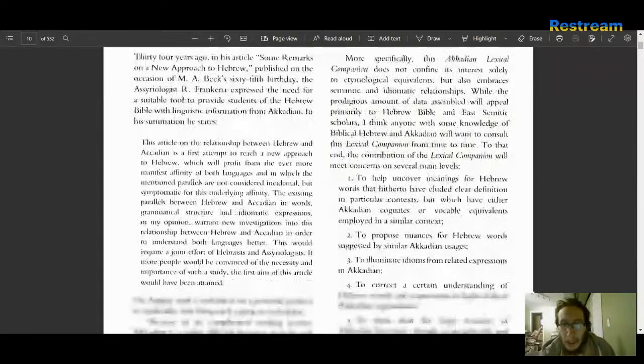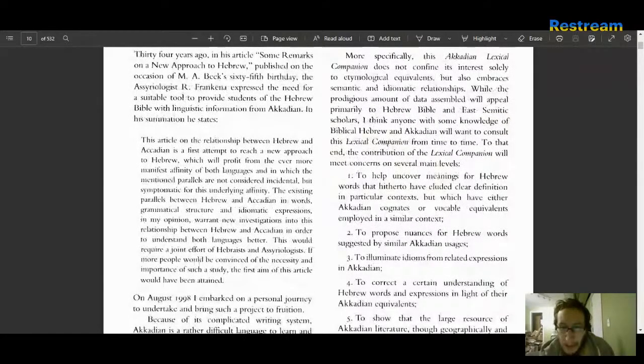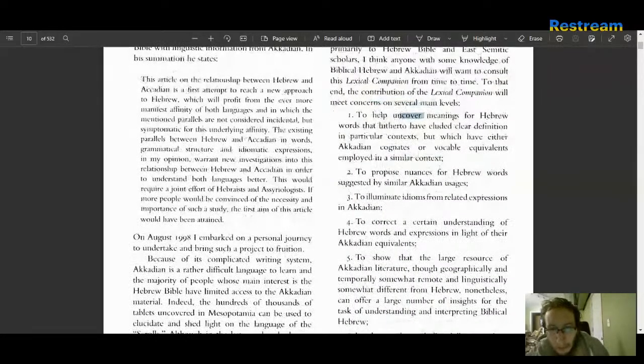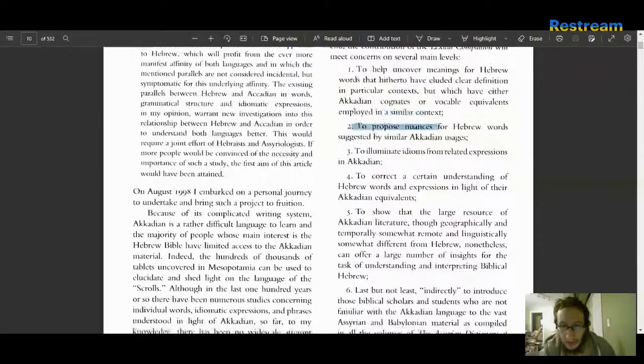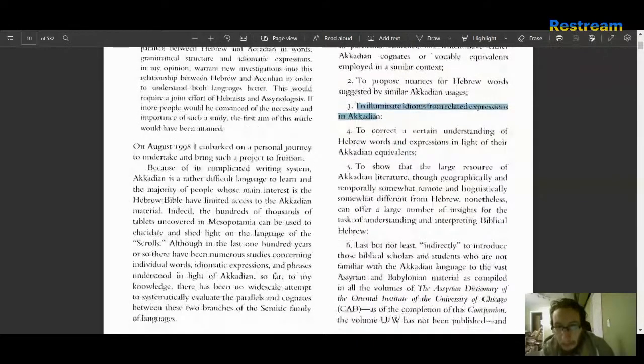So to that end, the contribution of this book will meet concerns on several main levels. To help uncover meanings for Hebrew words that hitherto have eluded clear definition in particular contexts, but which have either Akkadian cognates or vocable equivalents employed in a similar context. To propose nuances for Hebrew words suggested by similar Akkadian usages. To allude from related expressions in Akkadian. To express a certain understanding of Hebrew words and expressions in light of their Akkadian equivalents.